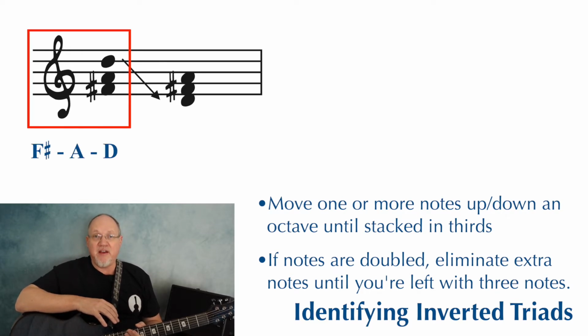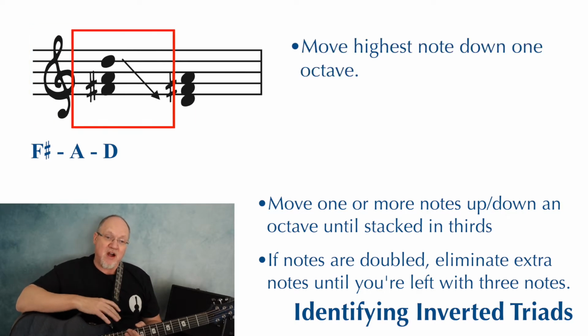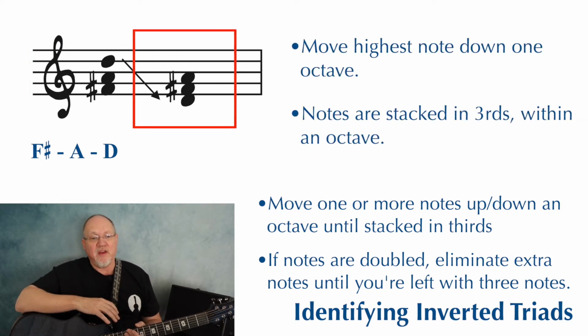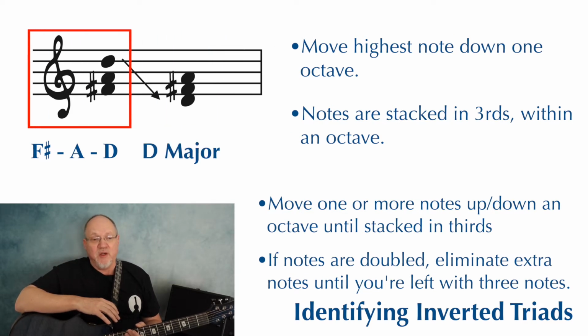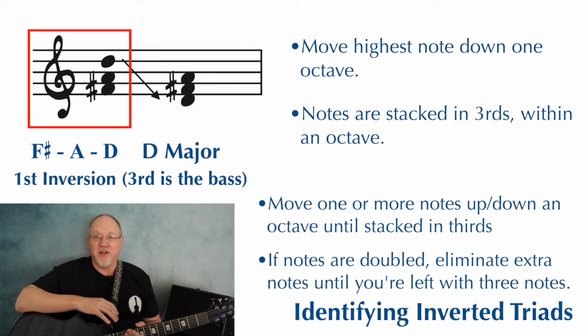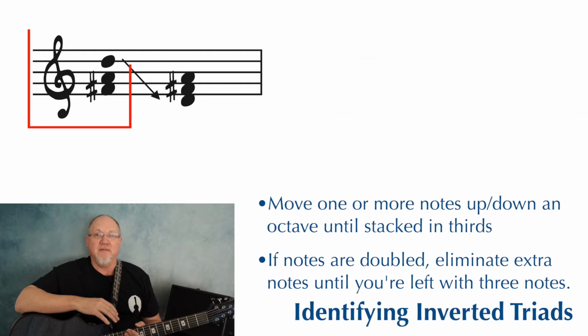I can take that highest note, the D, move it down an octave, and now all the notes are within an octave, all stacked in thirds. From there, you can figure out that this is a D major chord, originally shown in first inversion because the third, the F sharp, is the lowest note of that chord.